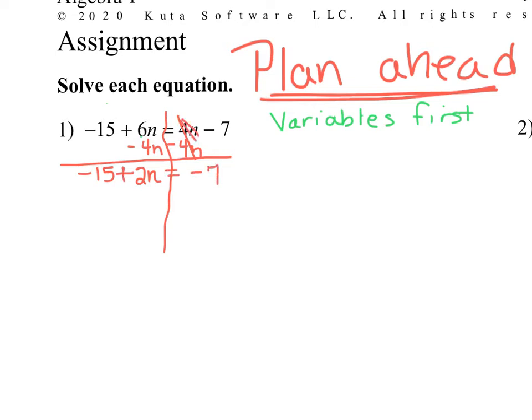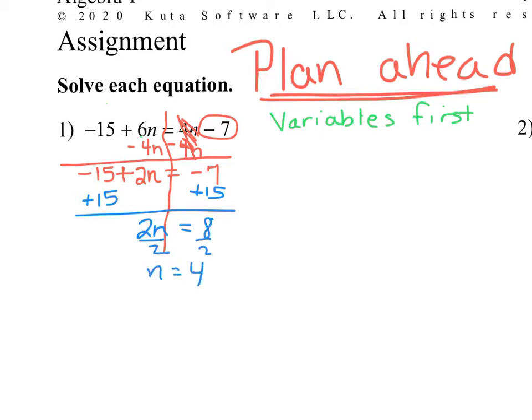Be careful here when you cross out that 4n. It's not just 7, it's negative 7. Okay, that sign is attached to the 7. Now we're down to just the variable on one side. This is what we did last week. We would add 15, 2n equals 8, and divide by the 2, n equals 4.